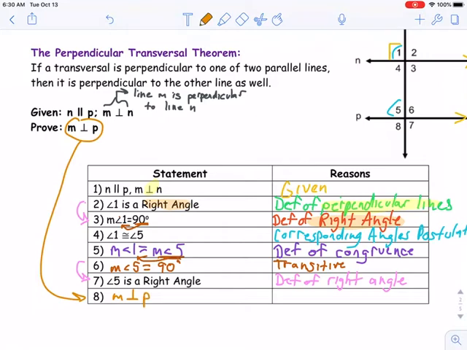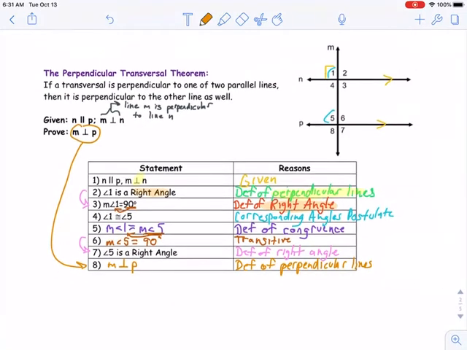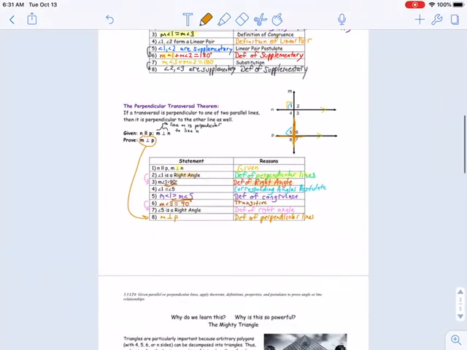These lines are perpendicular. Why? This might blow your mind, but it's just by definition of perpendicular lines. If two lines are intersecting to form a right angle, in this case right here, M is intersecting P, 5 is a right angle, so they must be perpendicular by the definition of perpendicular lines. That's it. Wow, cool, neat.